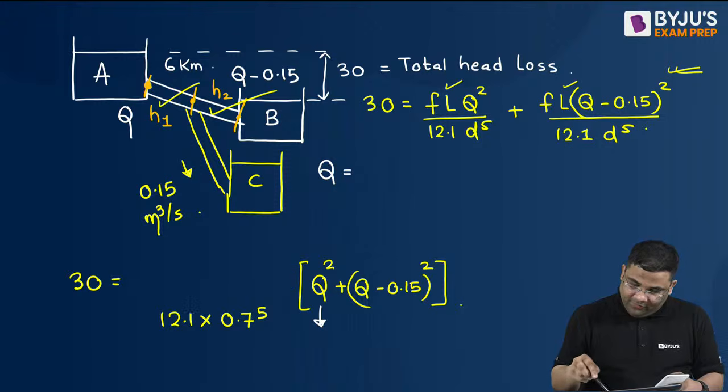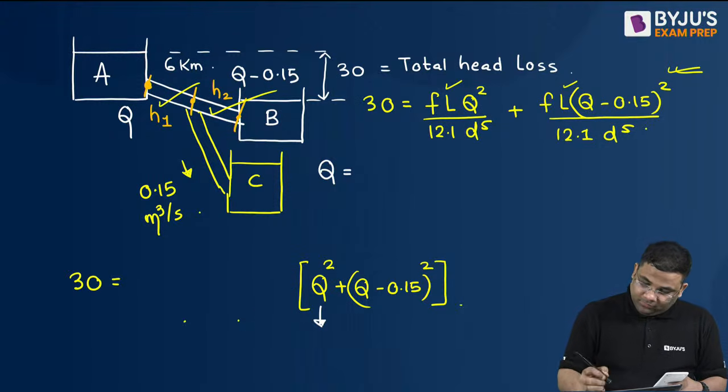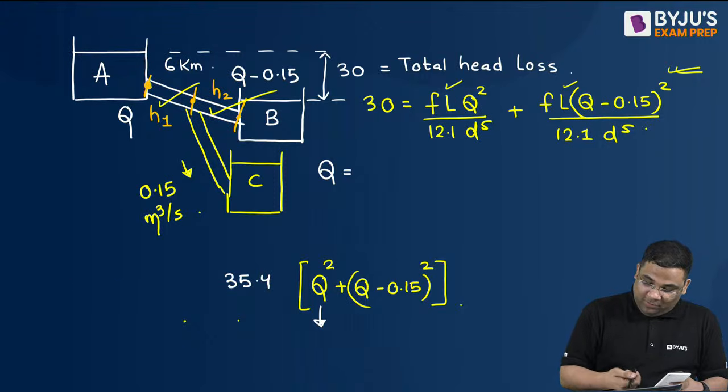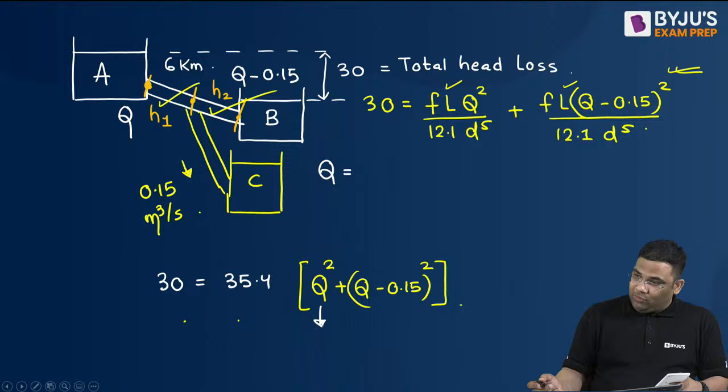This is getting 35.4. If options are given, you can check, but options are not given, so it is a data entry question. So please find out Q, how much you are getting.